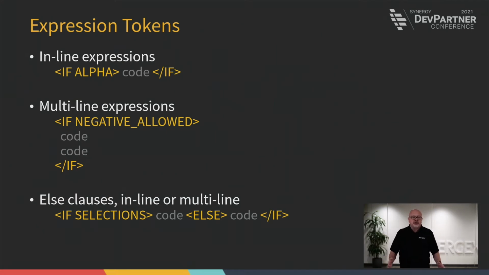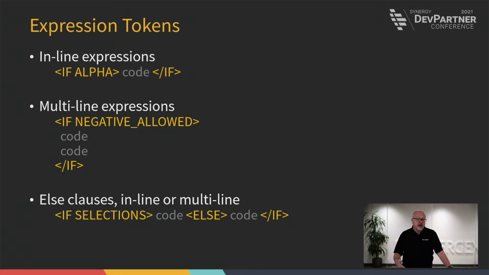Expression tokens. We mentioned that expression tokens allow you to test some value. There are basically two types of expressions: inline and multi-line expression tokens. For example, you might be able to guess that the if alpha expression is a field loop expression that can be used only in a field loop. It tests the data type of the current field being processed, and the code between the opening and closing tokens will only be emitted for alpha fields, okay?